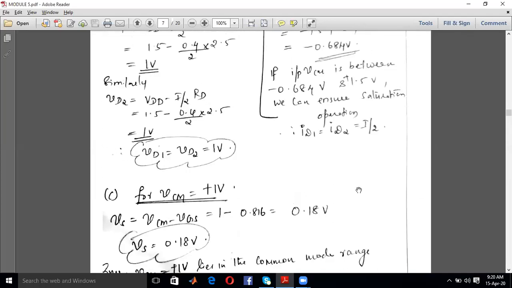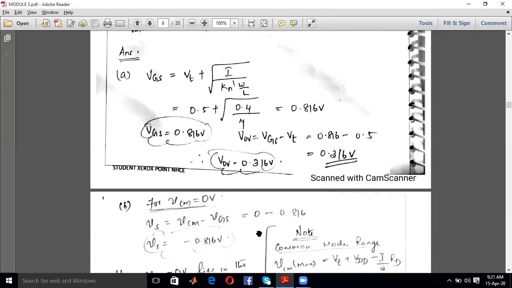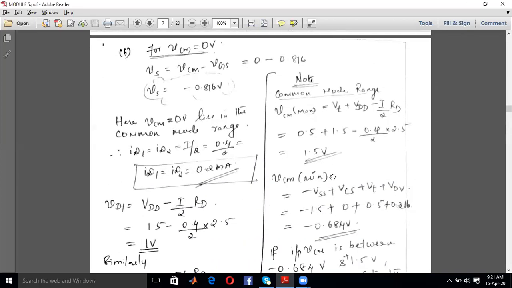Then the sixth portion is the minimum value, isn't it? Sixth portion means you are going to find the lowest value allowed for Vs and hence for VCM, because VCM depends on Vs, isn't it? So you have to find the Vs value and hence VCM. But while calculating this, you have to take the minimum voltage of 0.4 volt to operate this current source I properly. Okay, so if a current source requires a minimum voltage, this 0.4 volt is nothing but the voltage across the current source. So VCS, you can no longer take as 0 as you have done in the previous experiments.